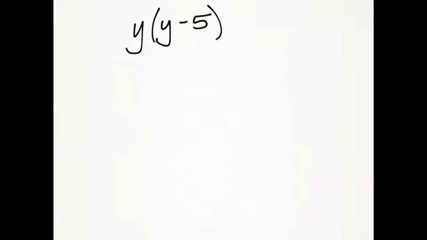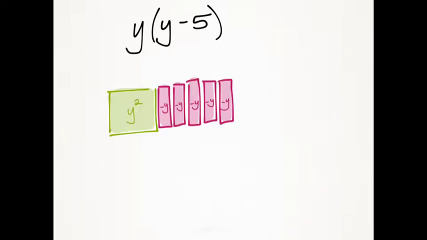Now let's look at something a little bit more complicated. Here we have y times the parenthetical statement of y minus 5. And we can solve this in one of two ways. The first way, we're actually going to use our algebra tiles. So here we have y squared, and then negative y, negative y, negative y. As you can see, we have 5 of those there.